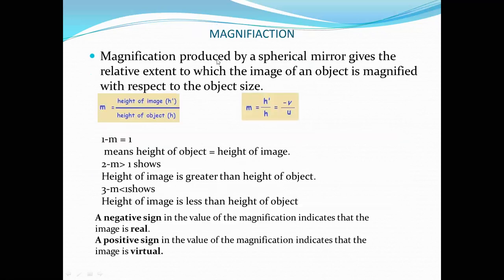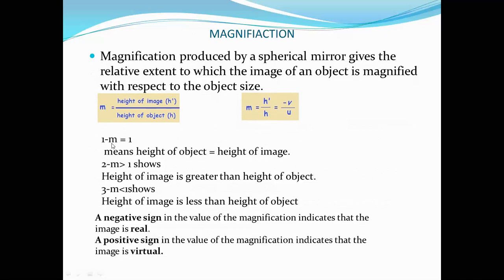There is another term called magnification. Magnification means how much the image is smaller or larger than the object. What is the nature of the image? Either it is magnified or diminished, or smaller than the object. So these are the two formulas: M is equal to, M for magnification, height of the image upon height of the object, or minus V by U. These two formulas we can use to calculate the magnification.